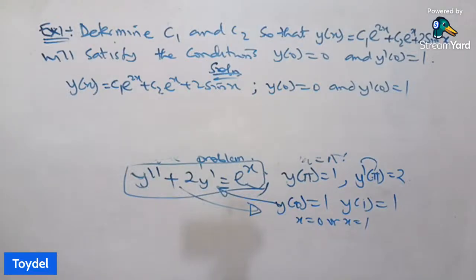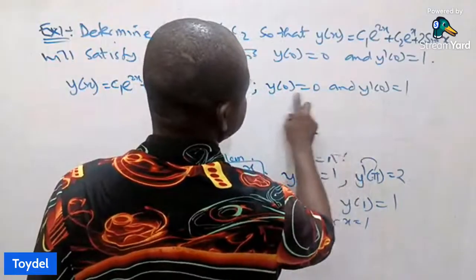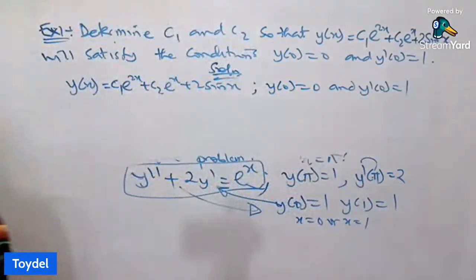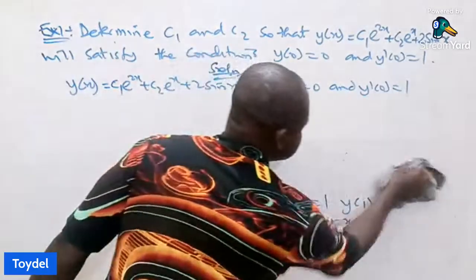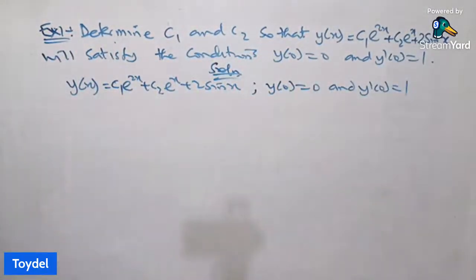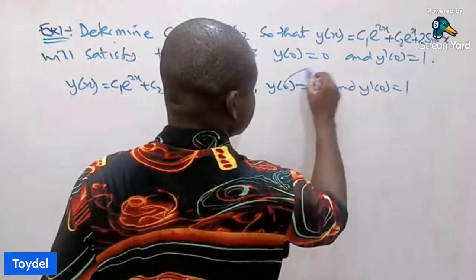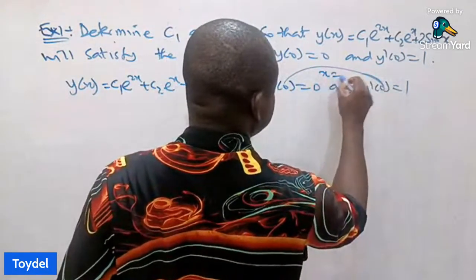In this case, we realize that the value of the independent variable is the same: x equal to 0 and x equal to 0. So this type of problem is called the initial value problem. When we have a differential equation plus subsidiary conditions, and the conditions are given at the same value of the independent variable x, it is called an initial value problem.